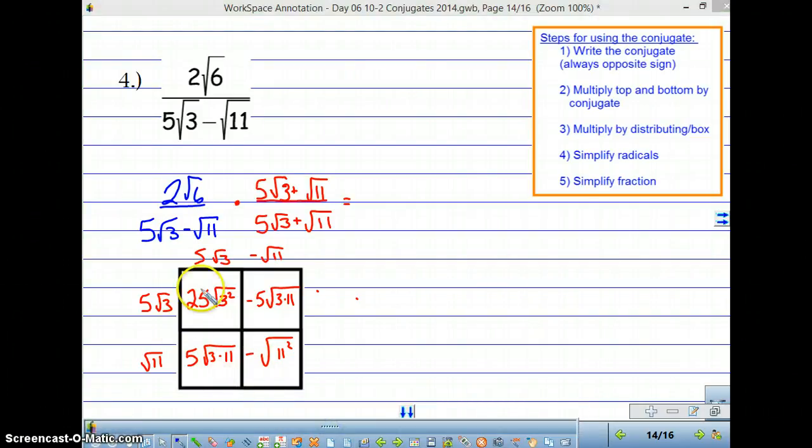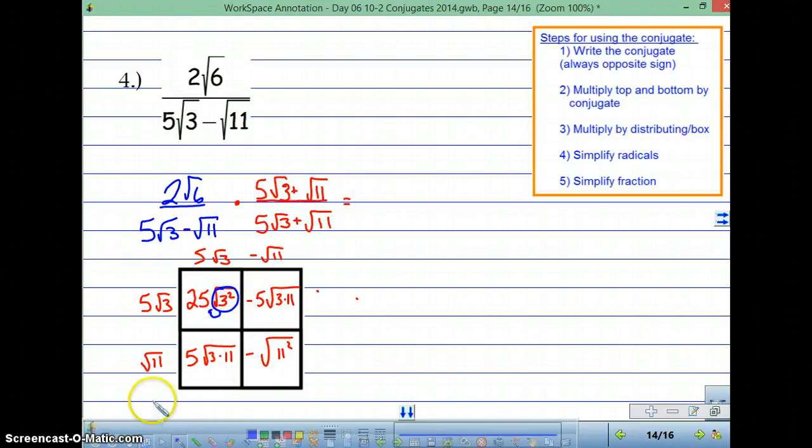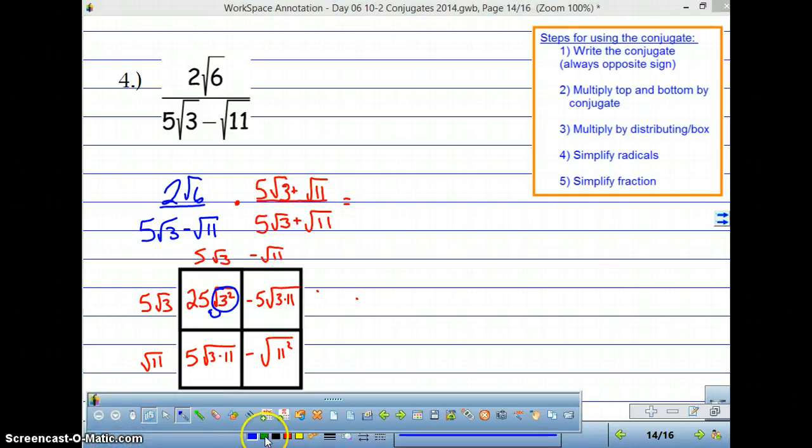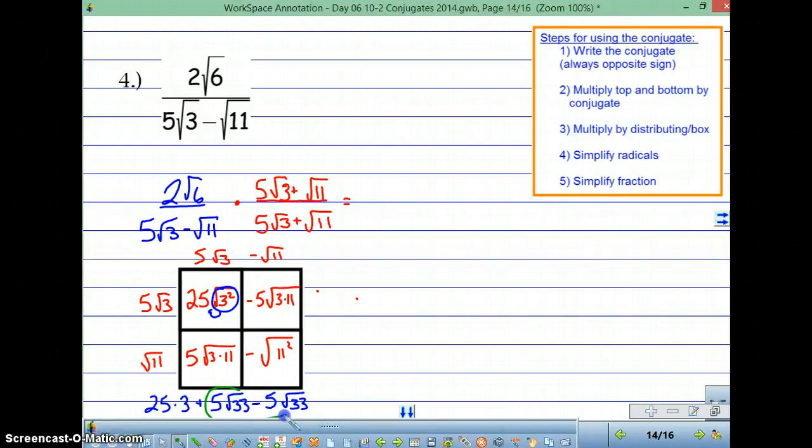I bet you can figure out what some of these are going to become. Perfect square comes out. I'm going to write it down here because I don't have enough room. 25 times 3. Look, these two are exactly the same. I end up with 5 root 33 minus 5 root 33. Is that a zero pair? Let me cross it out right away. I can see it. Cross that one out. Zero pair. This box, we've got a perfect square. So this becomes minus 11.